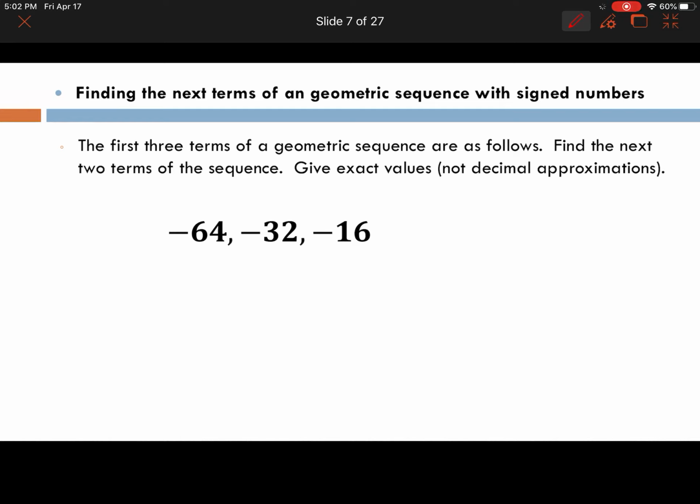First of all, we would want to see what our r value is. So if I take 32 and divide by negative 64, well, the negatives are going to make it a positive, and 32 over 64 is 1/2. So every time I'm multiplying by 1/2. So the next term after negative 16 is going to be negative 8, because I multiply it by 1/2, and the fifth term will be negative 4. You could keep going if you wanted. The next one will be negative 2.